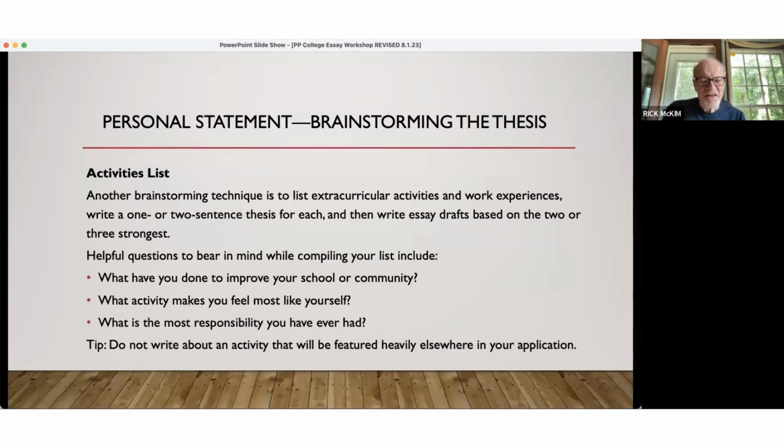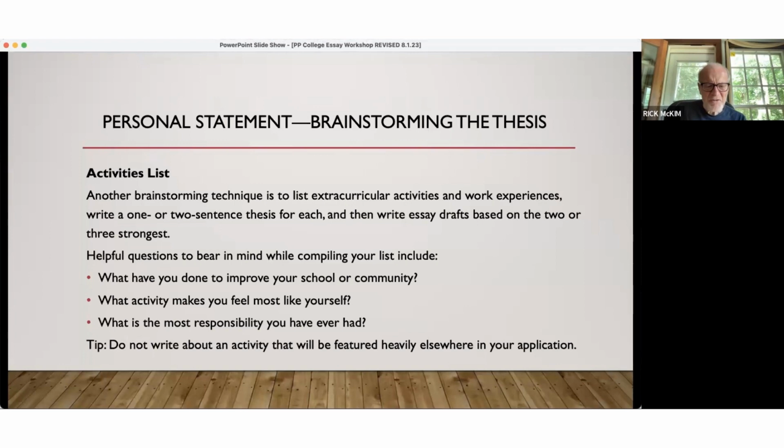A similar approach is the activities list. Extracurricular activities, work experiences, if you've had summer jobs or part-time jobs, and try writing a thesis, a how statement in connection with each one, and then write essay drafts based on the 2 or 3 strongest, and gradually get to develop a sense of which is your strongest 1 or 2 activities or experiences that you can tell the story of in your essay.